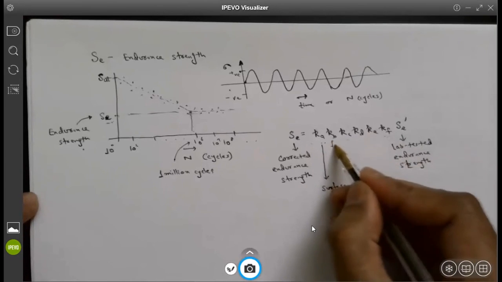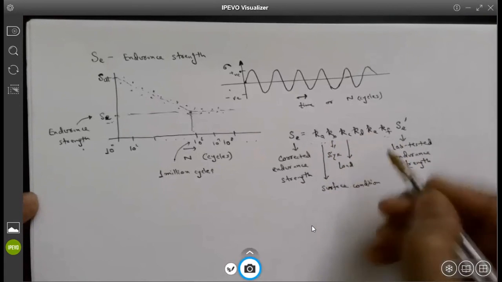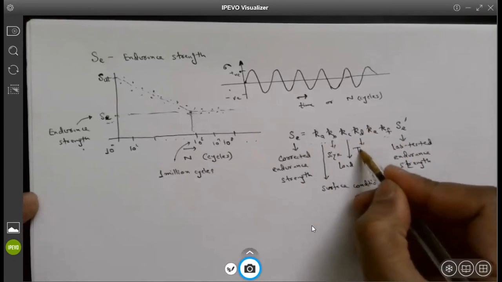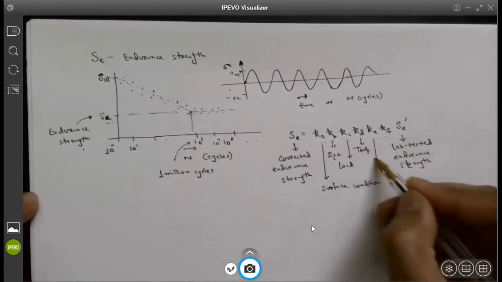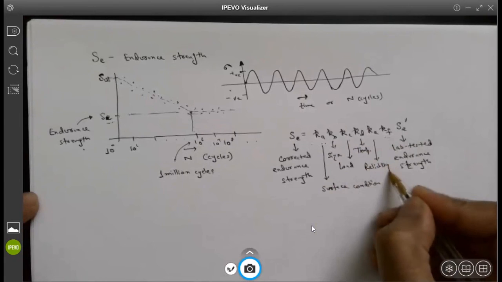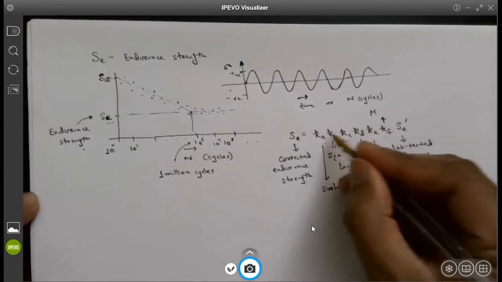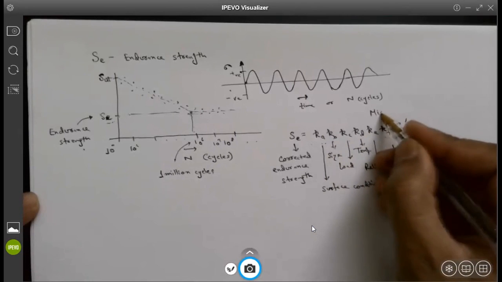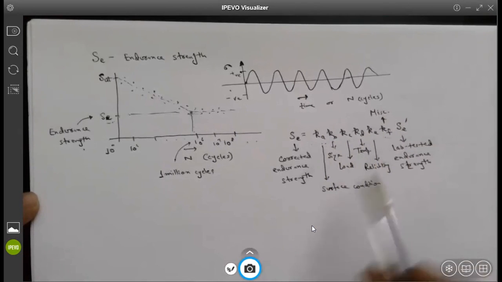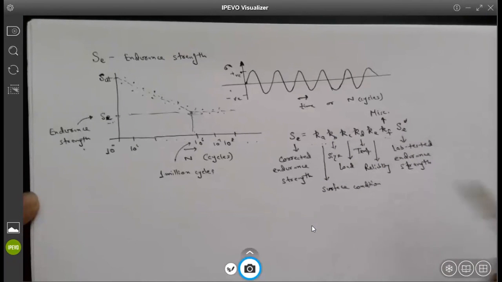Kb is size factor. Kc, I believe, is loading factor. Kd, I believe, is temperature factor. Ke is reliability factor. And I believe Kf is your miscellaneous factors. So yeah, there are A, B, C, D, E, and F. There are so many factors. And for each of these factors, there are specific tables that you can refer to and you can plug those numbers from those tables. And Sc prime is actually a lab tested endurance strength.